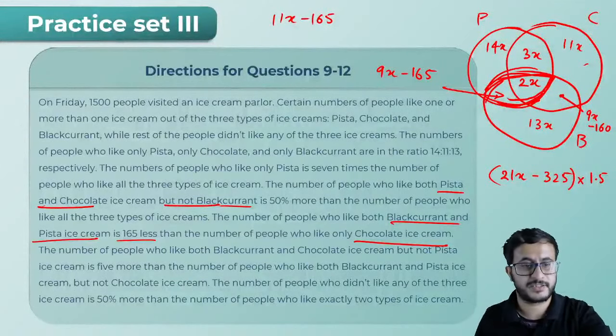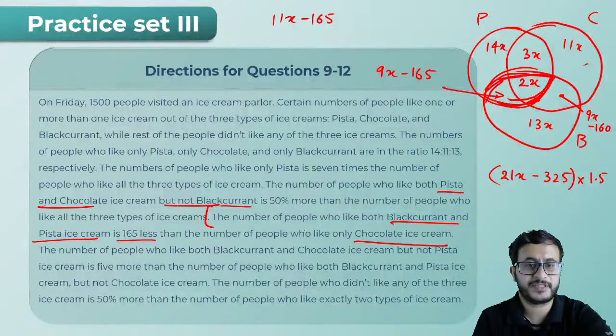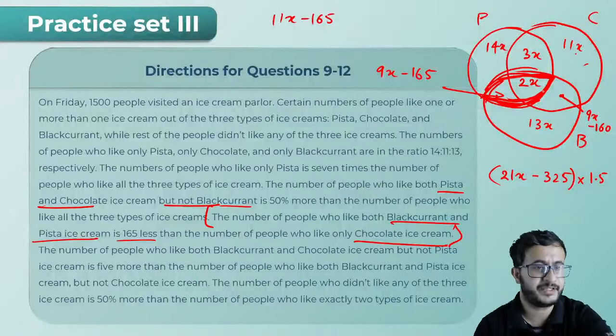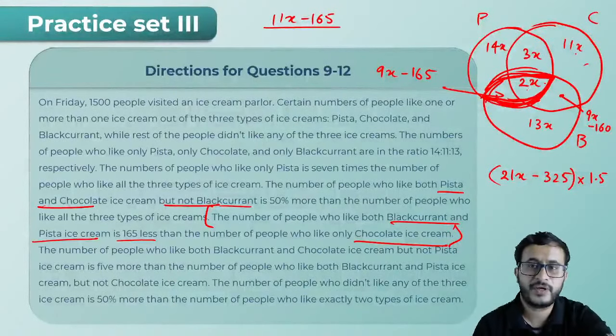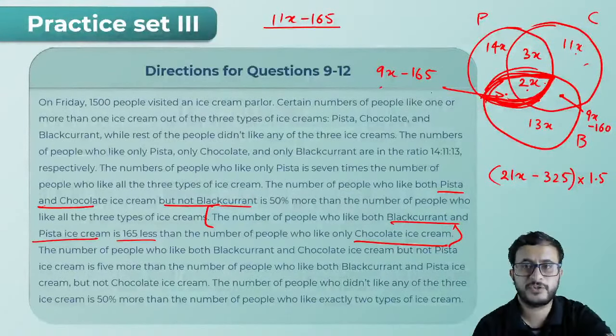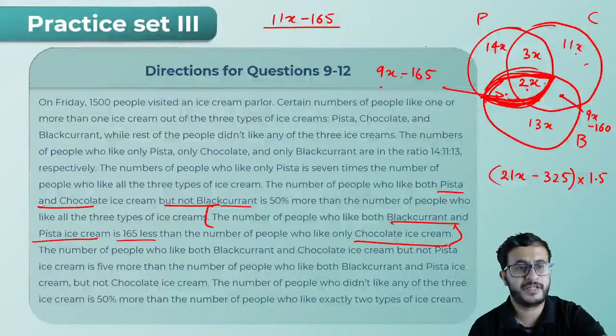How 9x minus 165? Look, it is saying that the number of people who like both blackcurrant and pista ice cream is 165 less than who like only chocolate. Only chocolate is how much? 11x. So both pista and blackcurrant will be this portion. This I you are seeing, right? So this total is 11x minus 165. Now 2x is already in this region, so this will be 9x minus 165, because if you total both of these you get 11x minus 165. So we will add all these to equate to 1500, because there are a total of 1500 people.